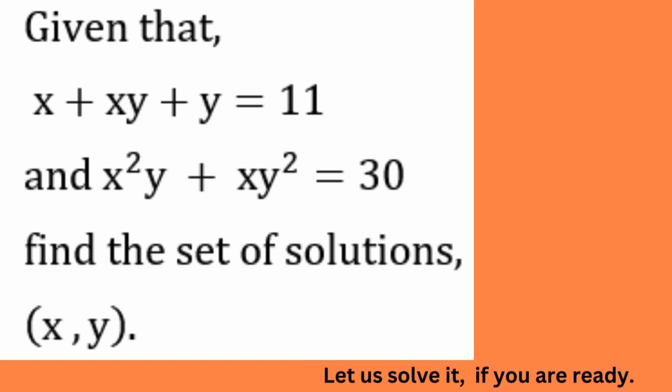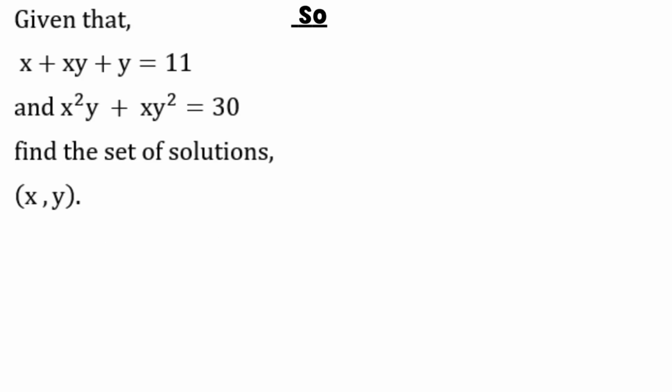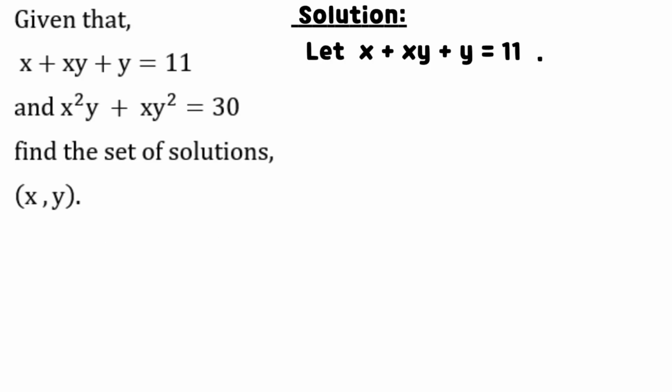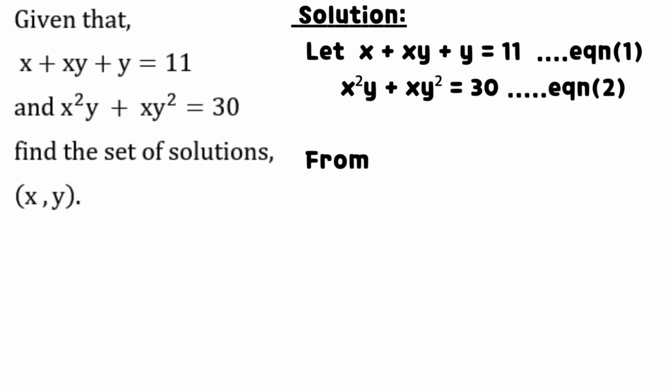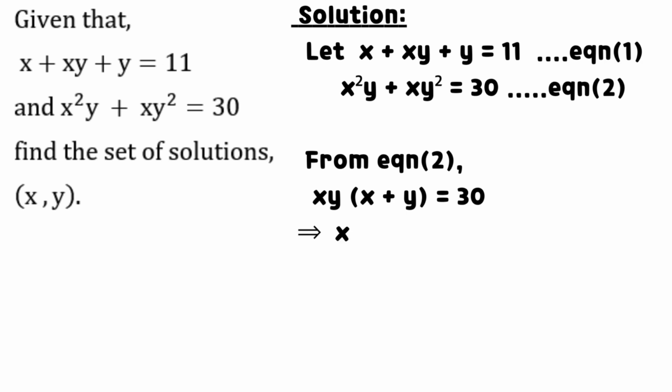Find the set of solutions x, y of the given systems of equations. Let the sum of x, the product of x and y equals 11 be equation 1, and the sum of the product of the square of x and y and the product of x and the square of y equals 30 be our equation 2.